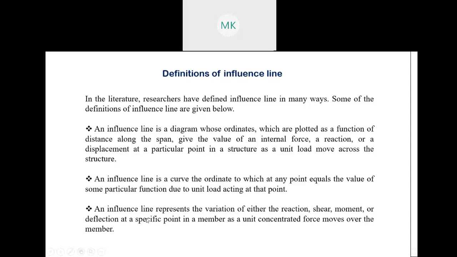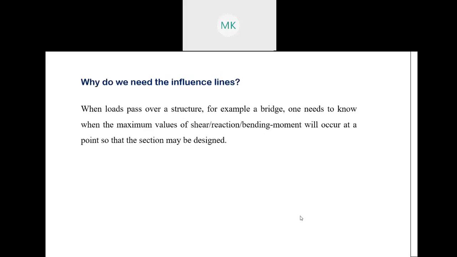Okay, next, an influence line represents the variation of either the reaction, shear, moment, or deflection at a specific point in a member as a unit concentrated force moves over the member. Here also it is saying the same thing. So it is nothing but the representation of the reaction, shear, moment, deflection, everything that will come in a structure by the movement of that load. So for that calculation, we always consider that load as a unit load. Okay, fine.